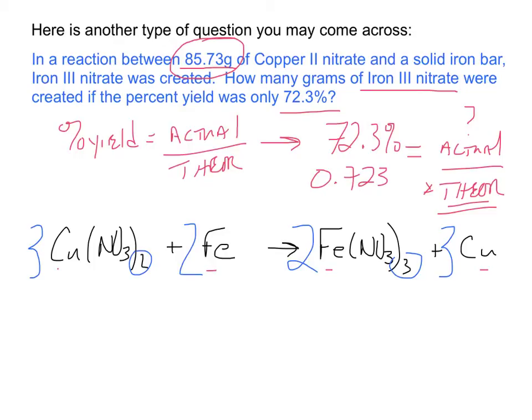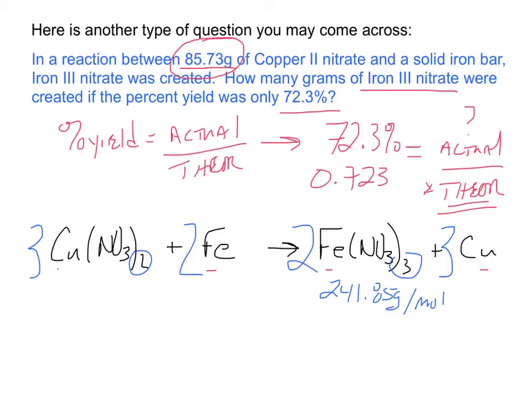The next thing I have to do, before I even get into my calculations, is figure out the molar mass of iron 3 nitrate. If we add up 1 iron, 3 nitrogens, and 9 oxygens, iron 3 nitrate is going to weigh 241.85 grams. So this one weighs 241.85 grams per mole, and I'm going to need that.